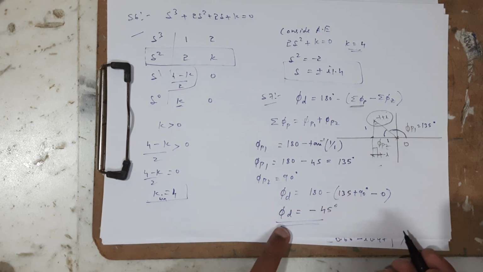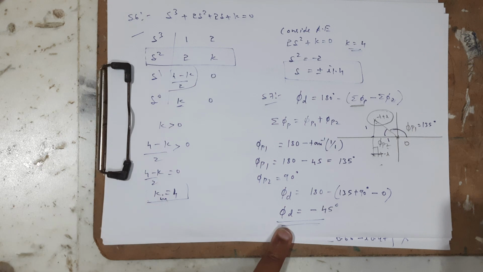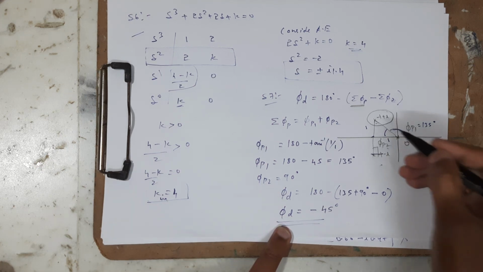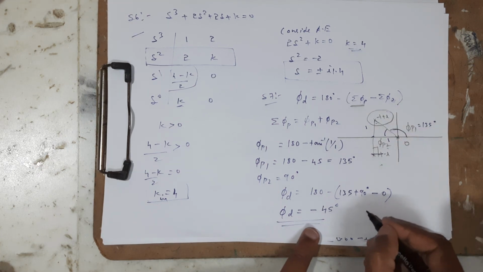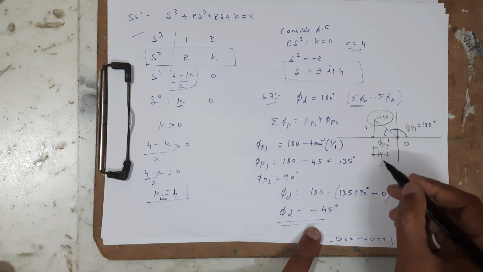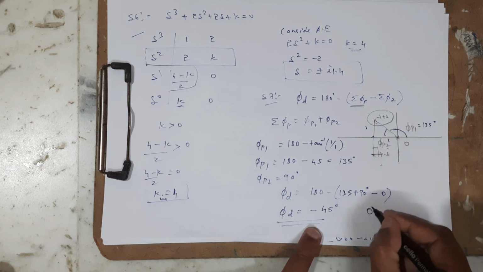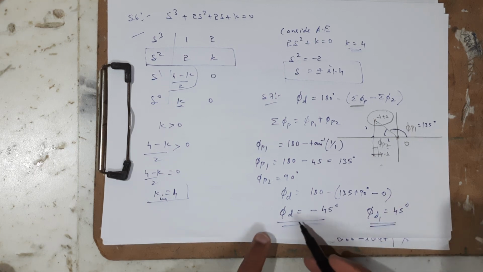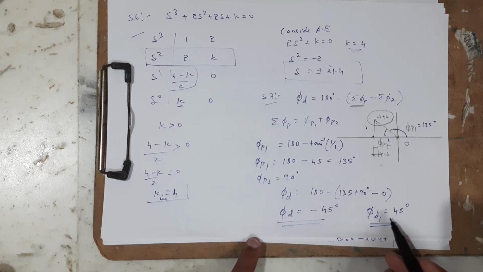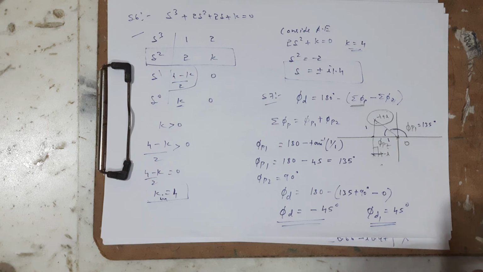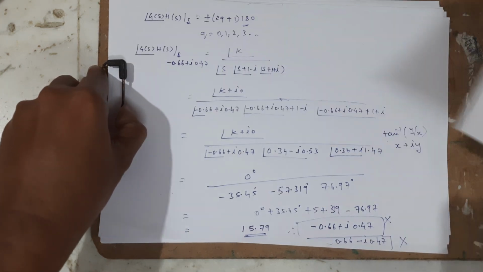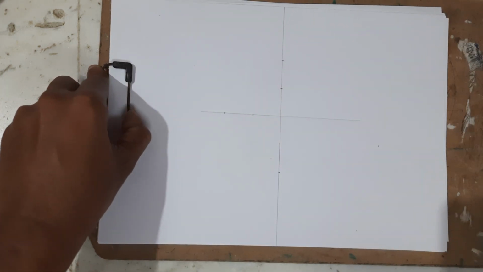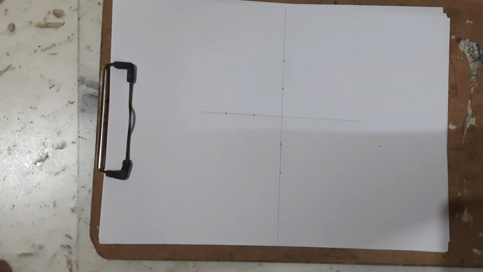Okay, we were trying to find out the angle of departure at minus 1 plus j. So what is the angle of departure for minus 1 minus j? That is phi d dash, that is equal to 45 degree. That is the conjugate, right? So that's why phi d is equal to minus 45, and phi d dash or d1 is equal to 45 degree. Okay, so next, we are going to draw the root locus for this.